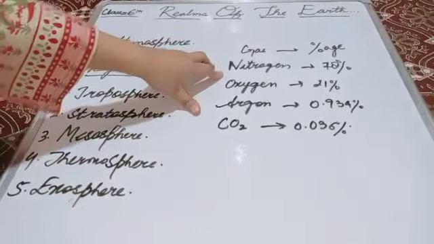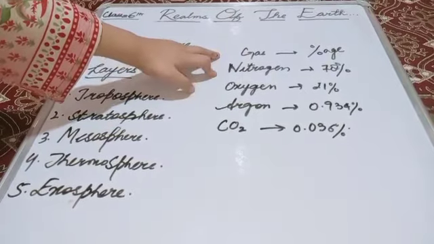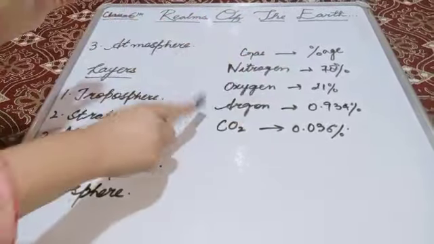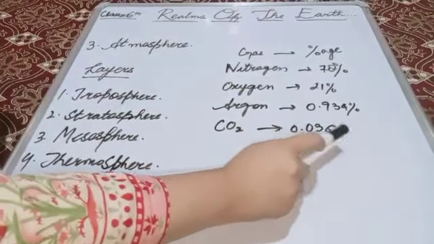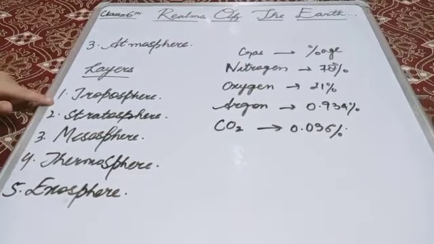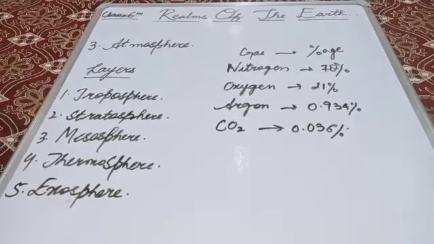The percentage of nitrogen present in the atmosphere is 78%, oxygen 21%, argon 0.934%, carbon dioxide 0.36%. Atmosphere is divided into five layers: troposphere, stratosphere, mesosphere, thermosphere, and exosphere.